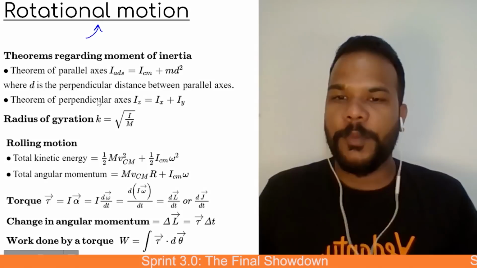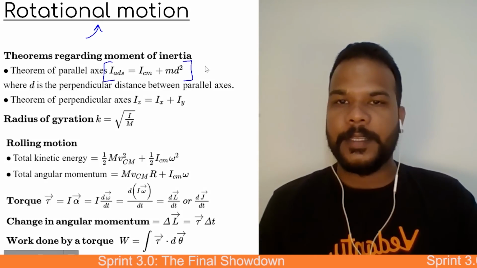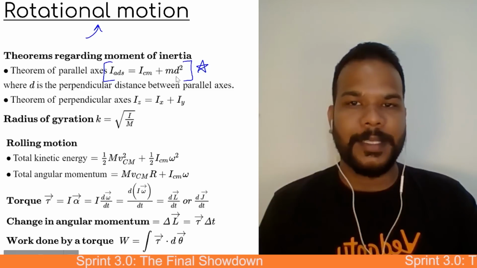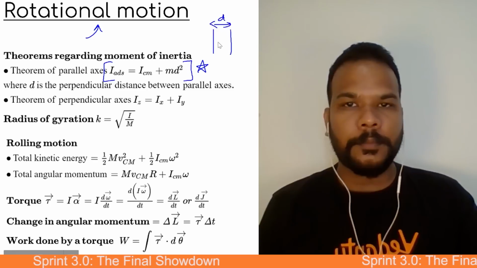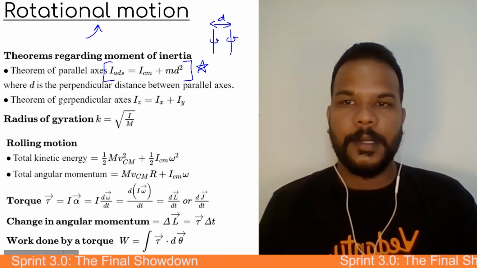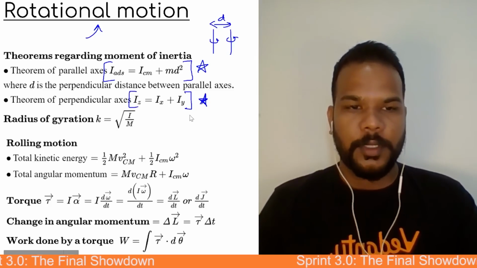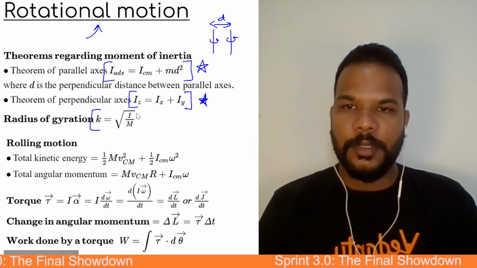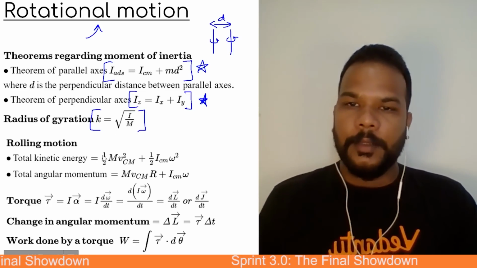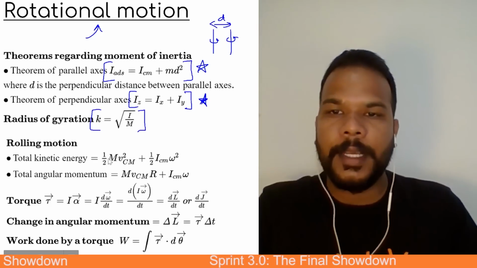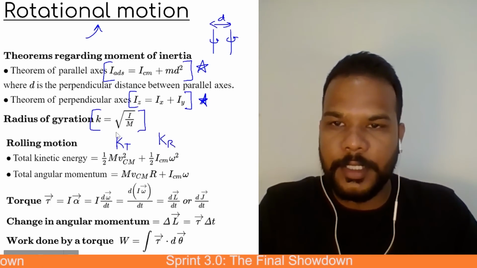In this chapter we should know moments of inertia, apart from that the theorem of parallel axis. Please remember this theorem of parallel axis, I = I_CM plus M D square, where D is basically the gap between the two axes. Similarly, theorem of perpendicular axis, again another important thing that you should know. Radius of gyration is under root of I by M. Okay, and when the body is rolling, it has translational kinetic energy plus rotational kinetic energy. Remember these things.